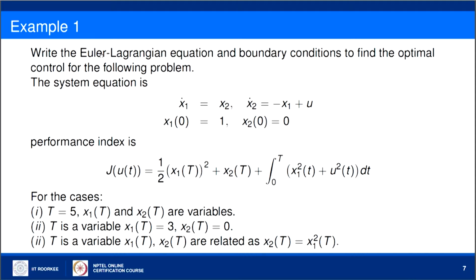For example, we consider the problem x1 dot equal to x2, x2 dot equal to minus x1 plus u. The boundary condition is x1 of 0 equal to 1 and x2 of 0 is 0. So, here the initial condition is given. The final boundary at capital T, we will consider different cases. The performance index to be minimized is J, it is half x1 of capital T squared plus x2 of capital T. This is the function capital S in the expression of the problem.